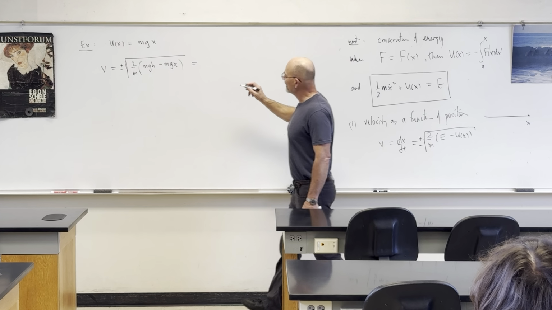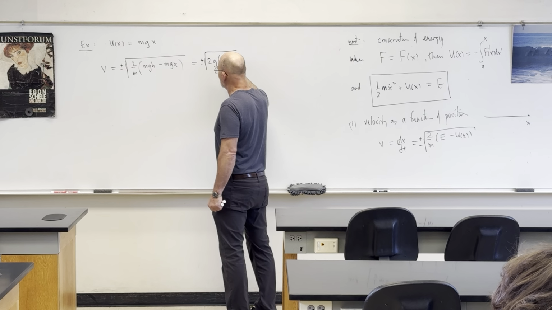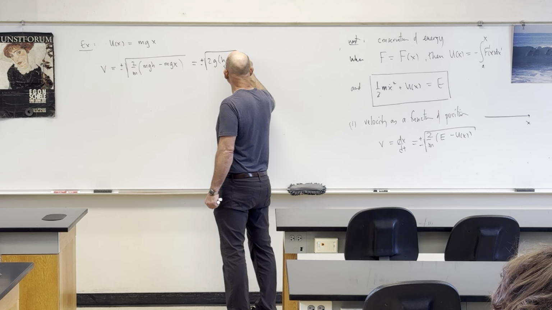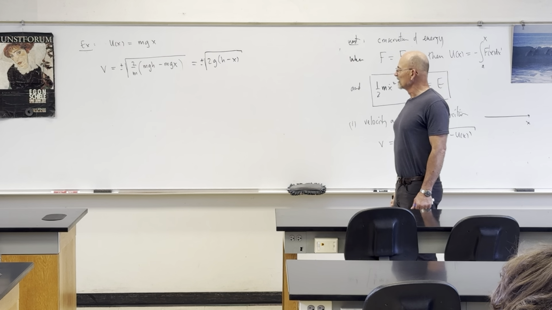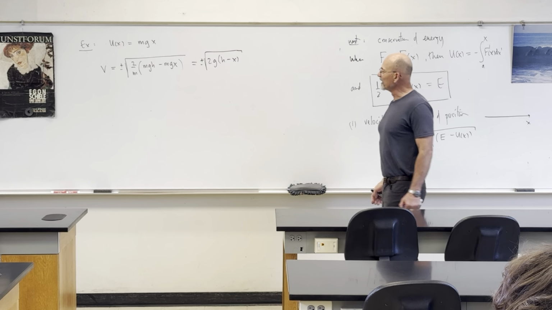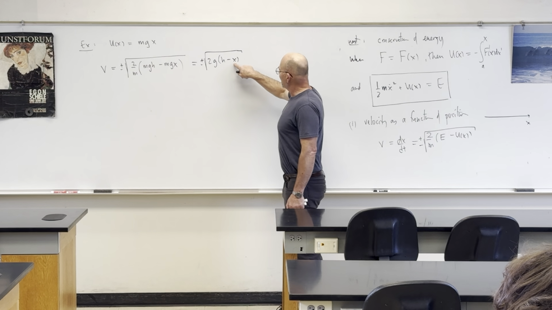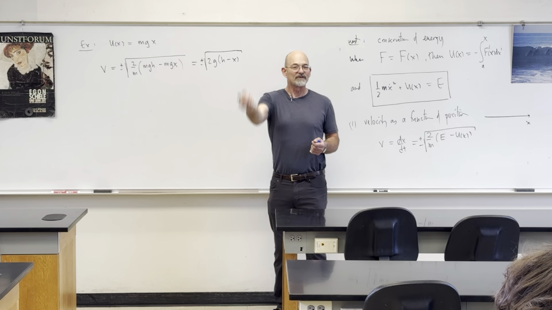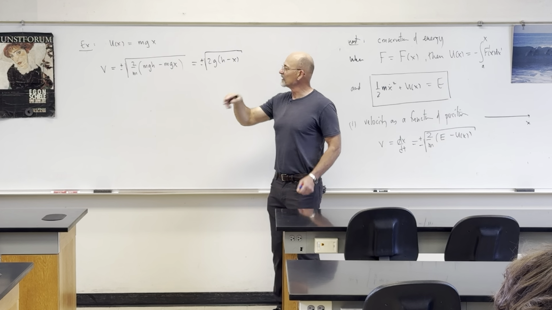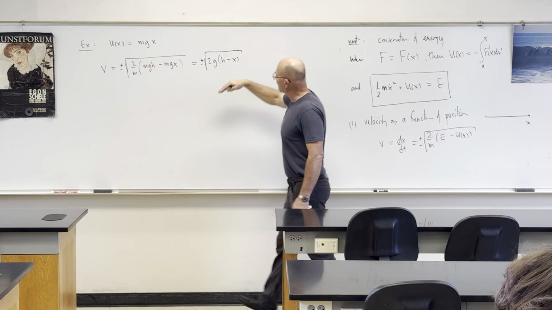M's canceled, g's common. What do we have here? Got plus minus root 2g (h minus x). So we built a bit of physics into this one now. The maximum value that x can take is h. That's how far the thing went if we launched it. If we threw a ball straight up in the air, this was the maximum energy that it could have when it got up to the top.